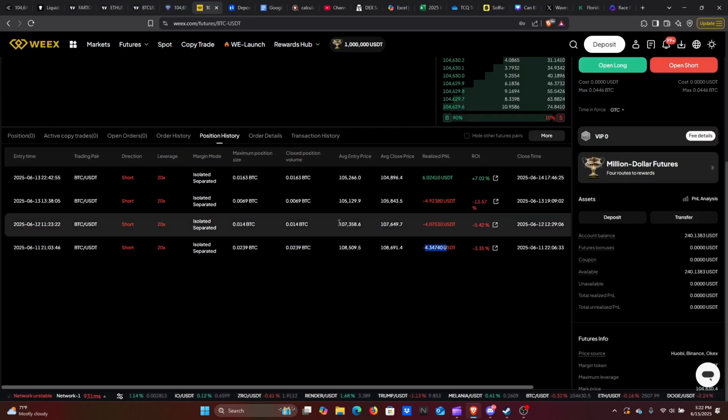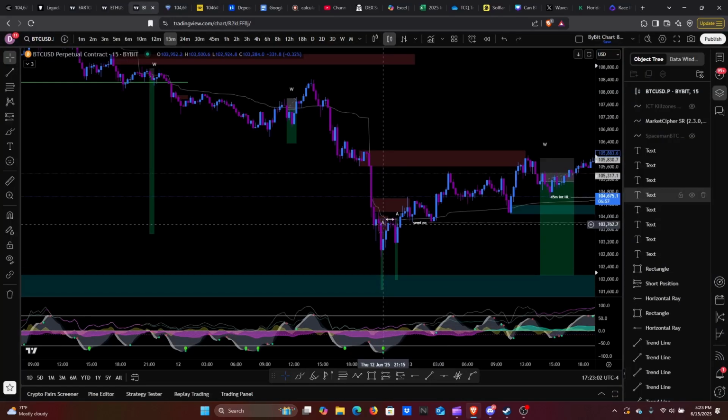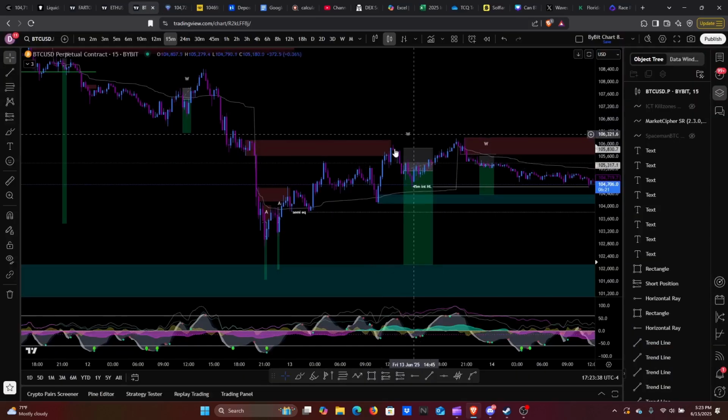107,500 was my entry, and that would be this trade right here. So that was another $4 loss. Then down here, I took 2 shorts on Antarctic. These 2 trades right here, the last 2 trades, were both shorts that I entered on the 12th, and I took a $2.7 loss and a $3.3 loss roughly.